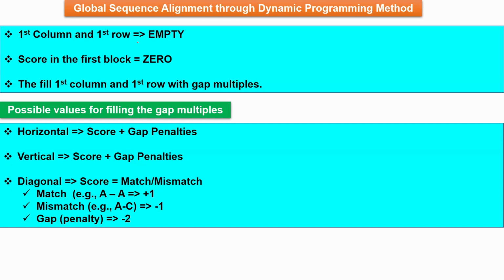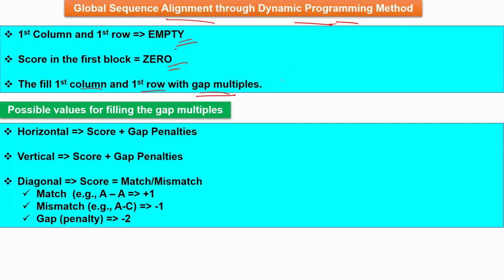Discuss the global sequence alignment through the dynamic programming method. Herein, the first column and the first row is taken as empty. We are going to see about this in the very next slide. And the score in the first block is taken as 0. We fill the first column and the first row with gap multiples.